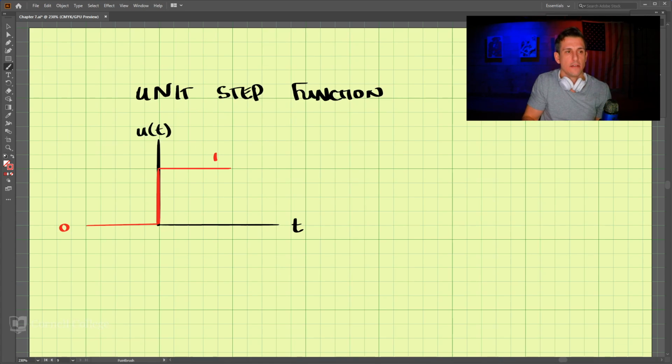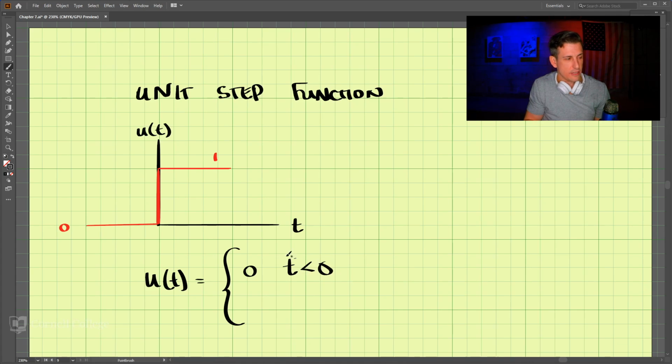And we can write it in this manner. We say u of t is equal to 0 when t is less than 0. So over here, it is equal to 0. Over here, it is equal to 1 when t is greater than 0. So this is our unit step function.